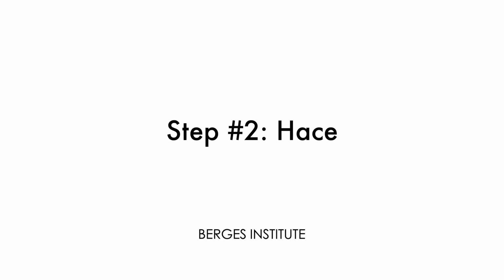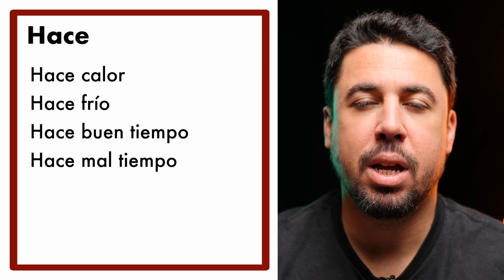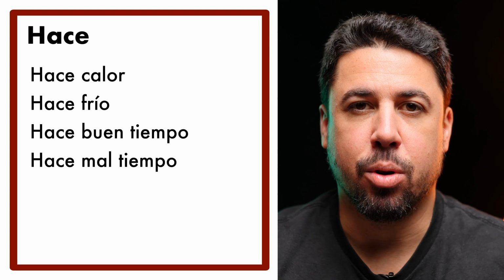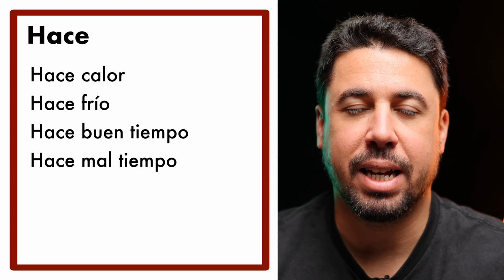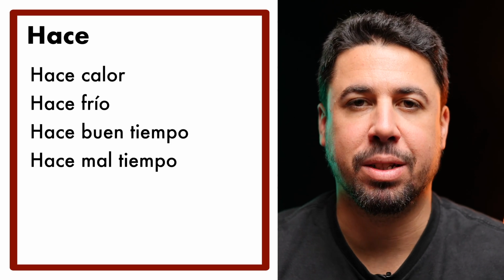Step number 2, learn the expressions with hacer. These are impersonal expressions in which we conjugate hacer in the third person singular, hace. We have hace calor for it's hot, hace frío for it's cold, hace buen tiempo for the weather is nice or it's nice outside, and hace mal tiempo for the weather is bad.